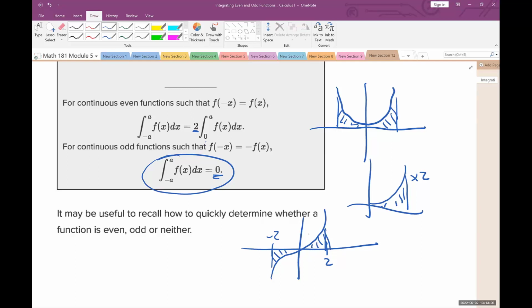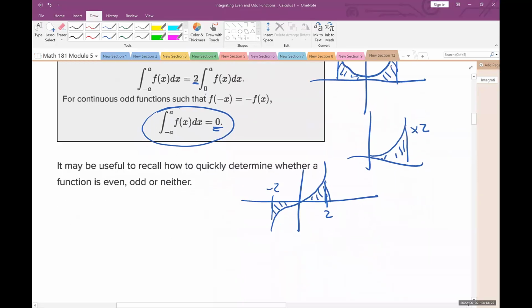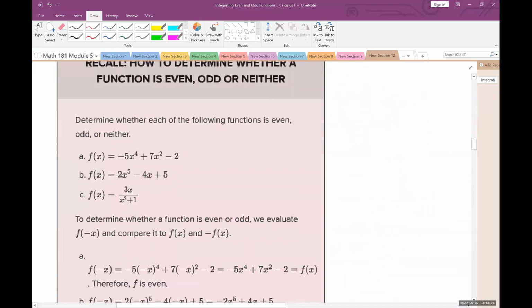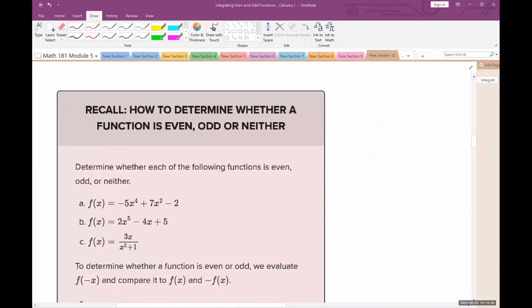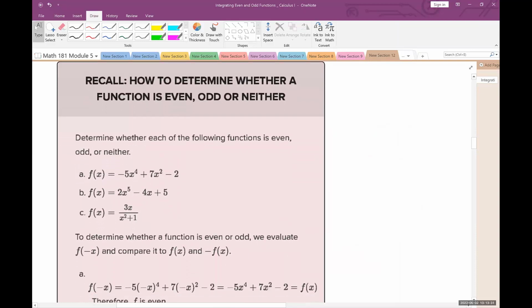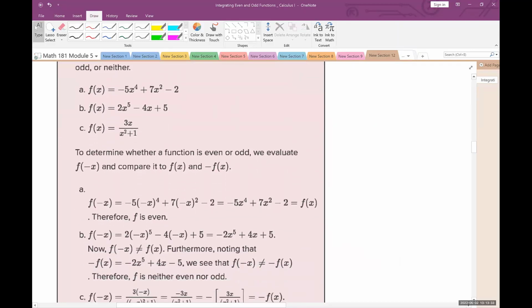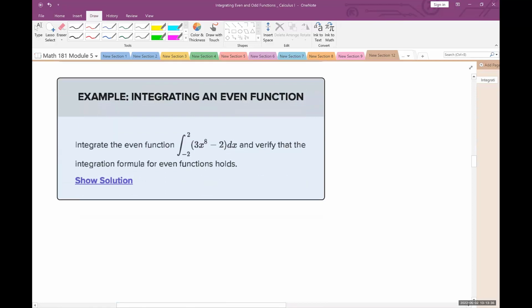Bless you. Any questions there? So again, the even function you can change to 2 times the integral from 0 to a. The odd function just can be 0. So let's look at a few examples of this. If you want to review on your own how to determine whether a function is even or odd, I did a brief run through that, but I'm not going to spend more time on it.